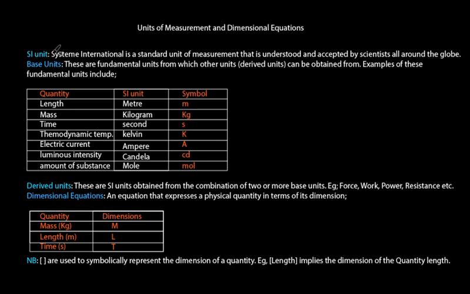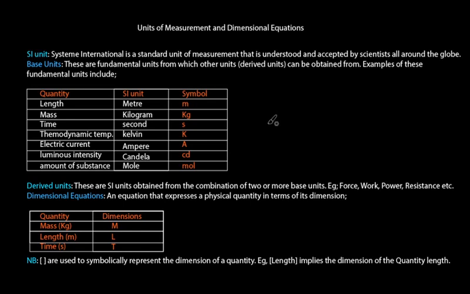So SI simply stands for System International, and this is a standard unit of measurement that is understood and accepted by scientists all around the globe. To avoid confusion between scientists, the SI system of giving units to quantities was adopted, and all scientists have agreed to it. So if the unit of length is meters, let's say for instance in America, it should be meters in Africa, meters in Europe, and meters anywhere else on planet Earth. So this system of unit measurement brought understanding among scientists all around the world.